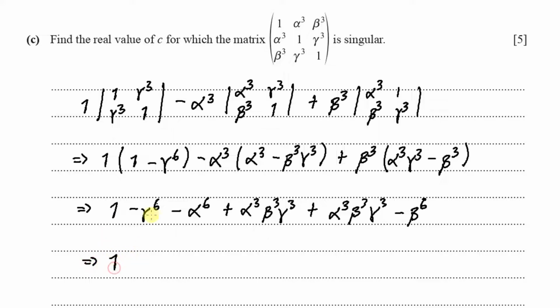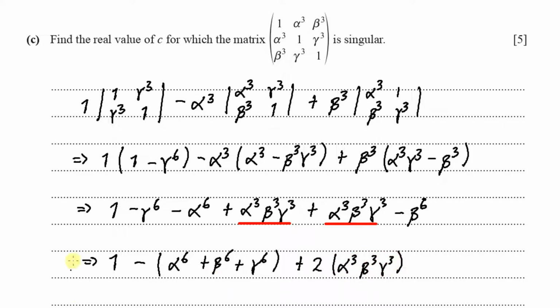So we have the 1 here, and then that's minus, and we take these terms, so that we'll be having alpha to the 6 plus beta to the 6 plus gamma to the power of 6. And then that's plus, for these two, they're common, so that's 2 of alpha cubed beta cubed gamma cubed.